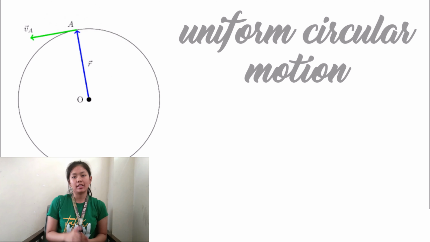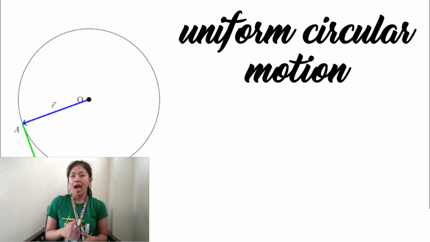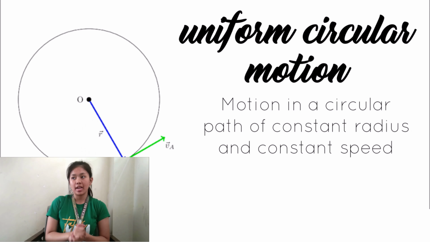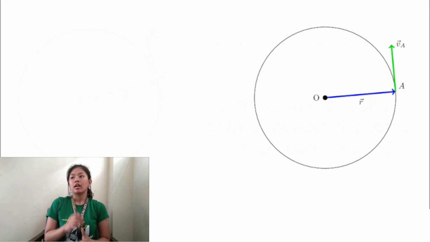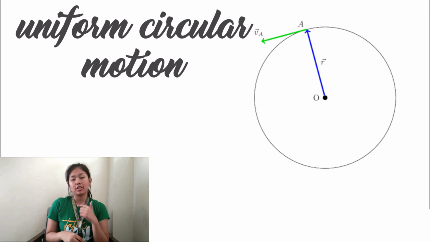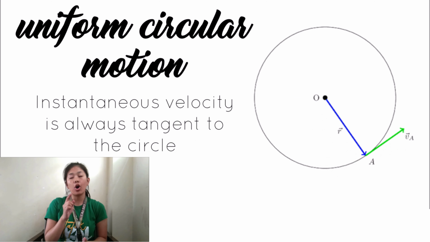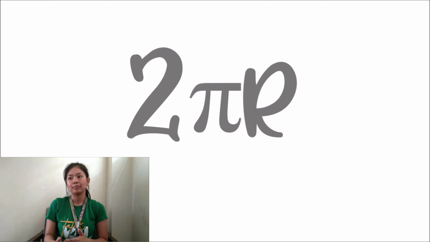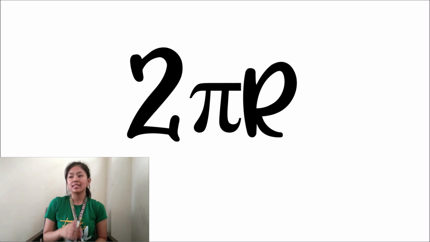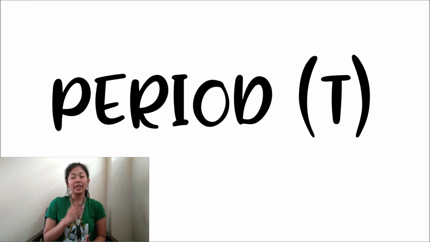Uniform circular motion is a motion in a circular path having constant radius and a constant speed. In a uniform circular motion, there is instantaneous velocity and it's always tangent to the circle. 2πr is the distance the object moves around the circle. Period is the time for the object to make one revolution in the circle.